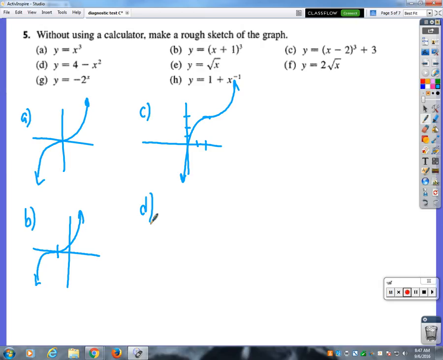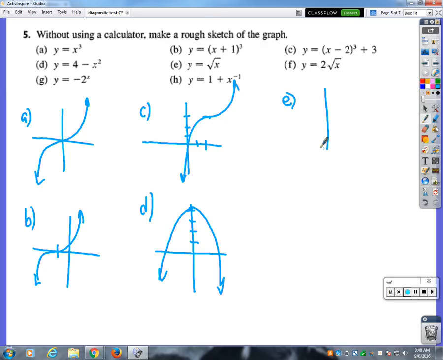Okay, how about 4 minus x squared? What does the 4 do? Up 4, because it's a positive 4. What does the negative do? It flips it upside down. Looks like that. We shouldn't put the 4 first like that. It's confusing.